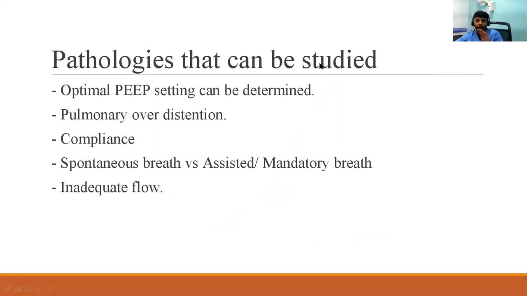The pathologies that can be studied from this simple loop are: what is the optimal PEEP setting that we need to put for this particular baby? Are we using excessive pressures, thereby the lung is going into over distension? How is the compliance of the lung? Compliance is nothing but how much the lung is opening up to the unit pressure we are giving to the baby. So is the lung compliance good or bad?